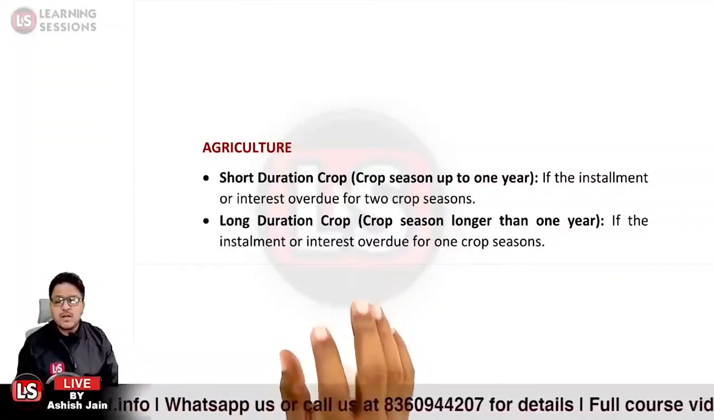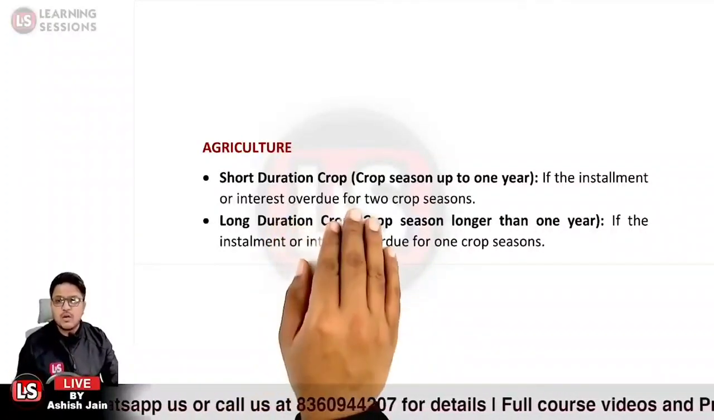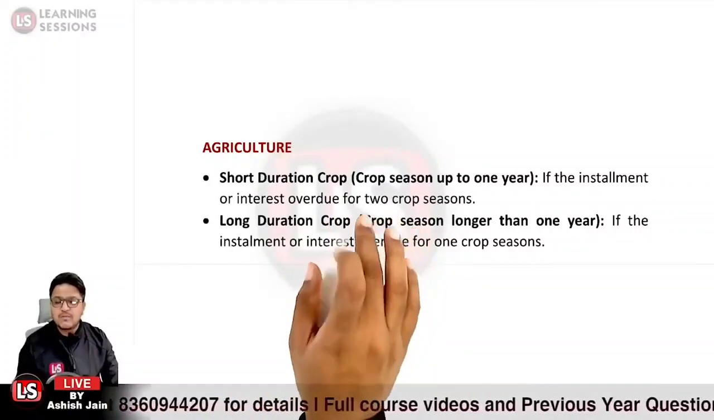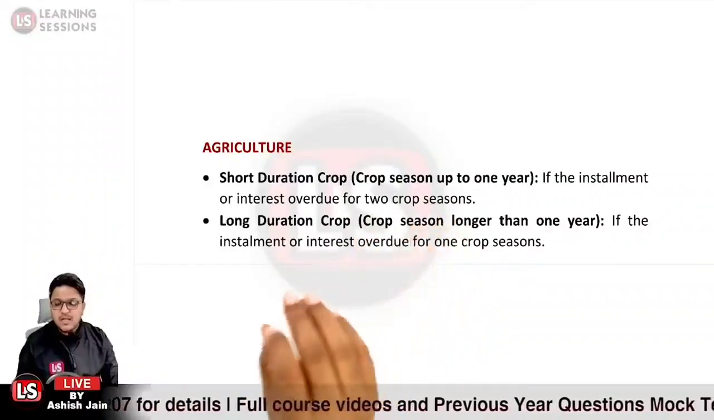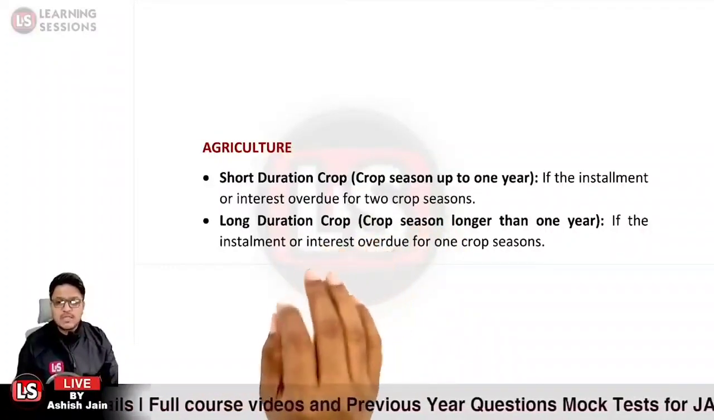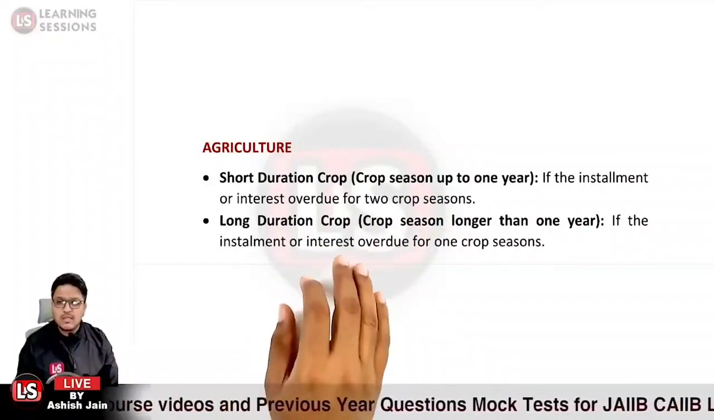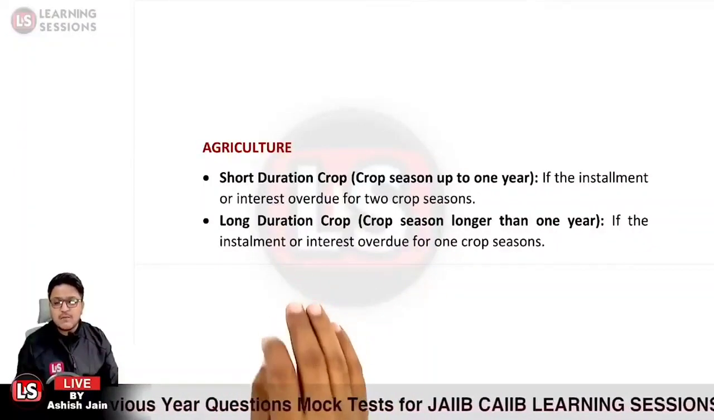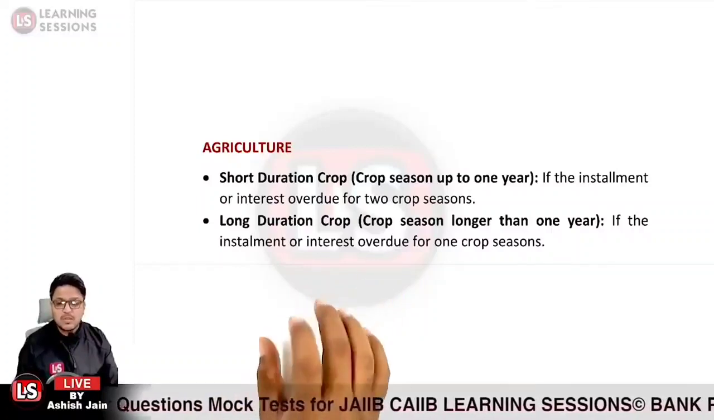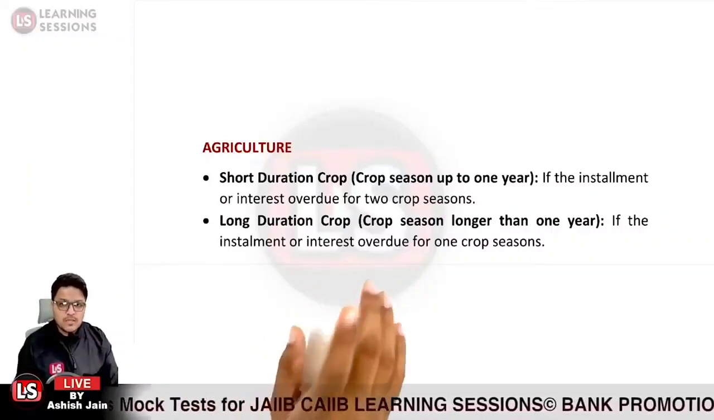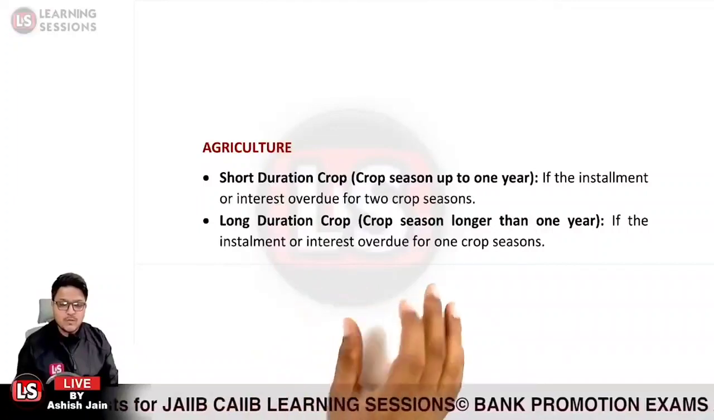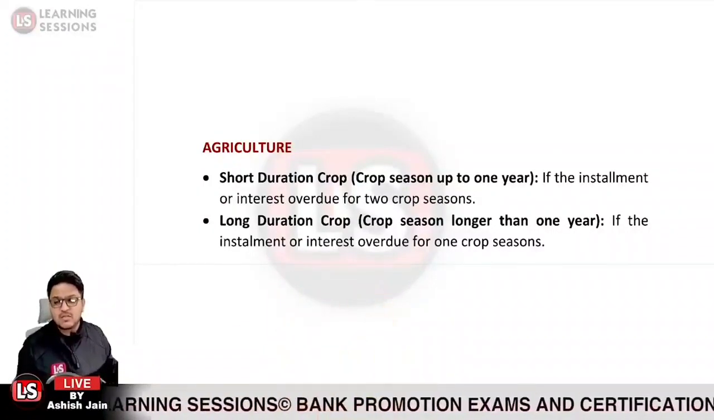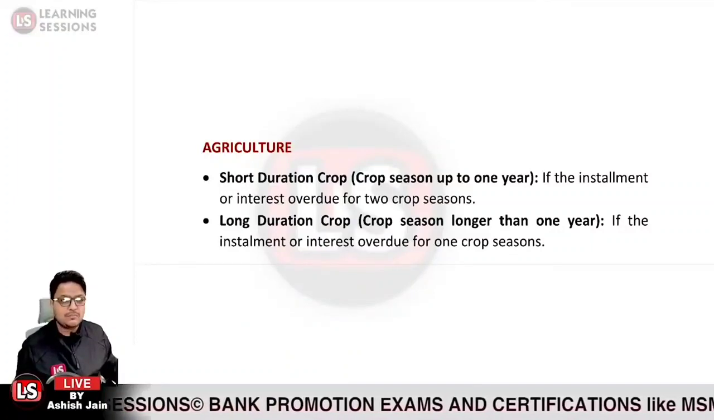If the installment or interest in the case of a short duration crop is due for 2 crop seasons, in that case it will be classified as a non-performing asset. And in the case of a long duration crop, where the crop season is longer than 12 months, if your interest or principal or both are overdue for one crop season, in that case it is considered to be a non-performing asset in the case of agriculture.